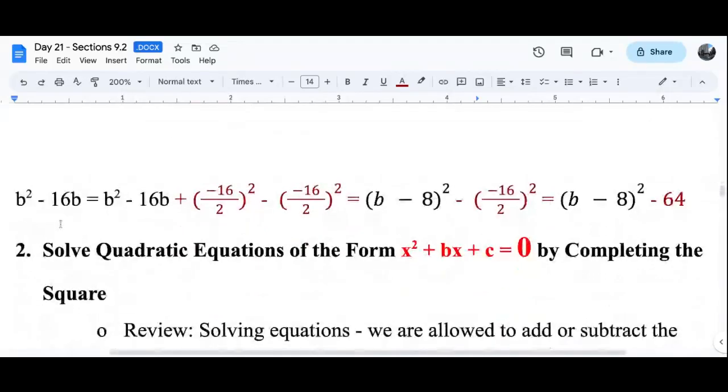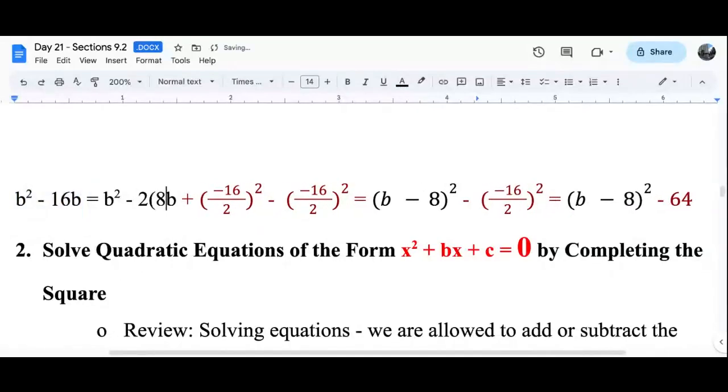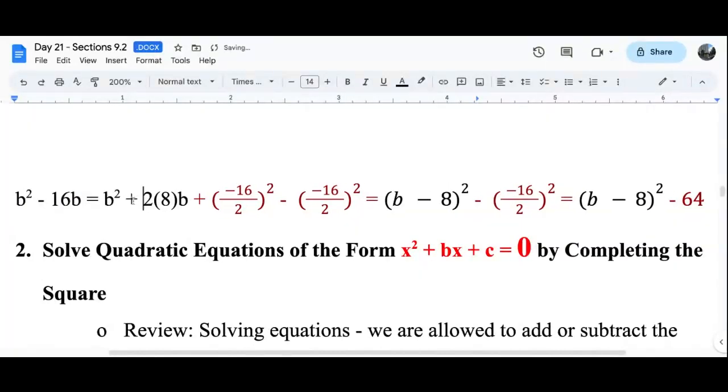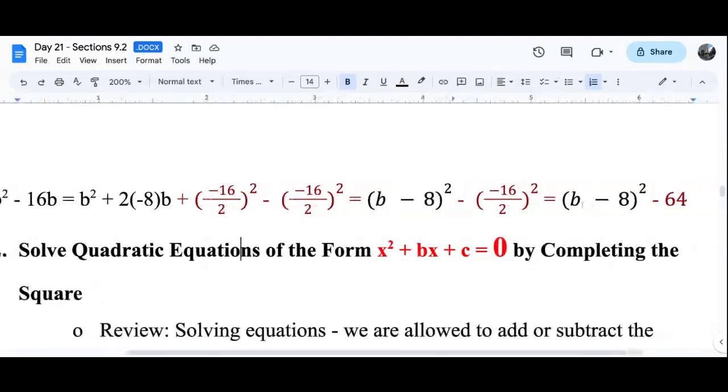Let's see this example: b squared minus 16b. Well, 16 can be written as 2 times 8. If you want to write a negative number, we change this one to be plus. So that means it is negative 8, the second term, negative b. So negative 16 divided by 2 is negative 8. So that's (b minus 8) squared minus (negative 8) squared, which is 64.